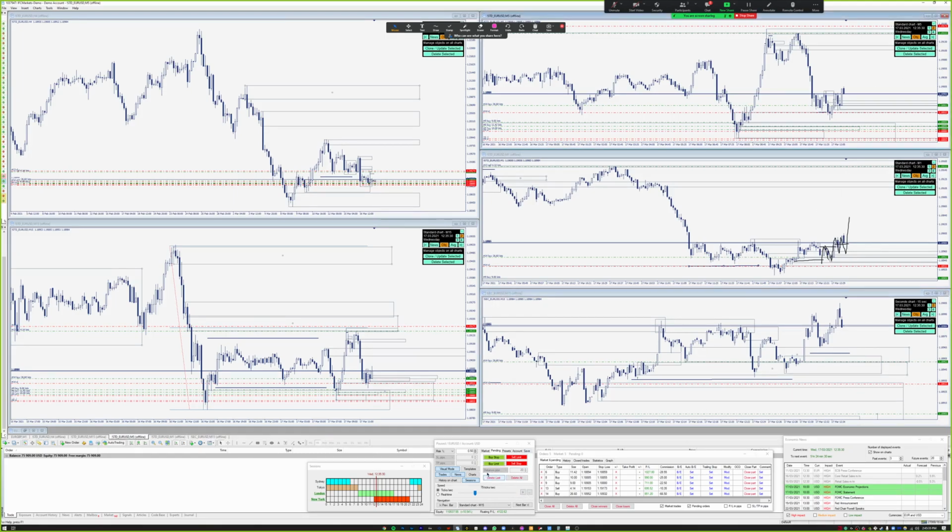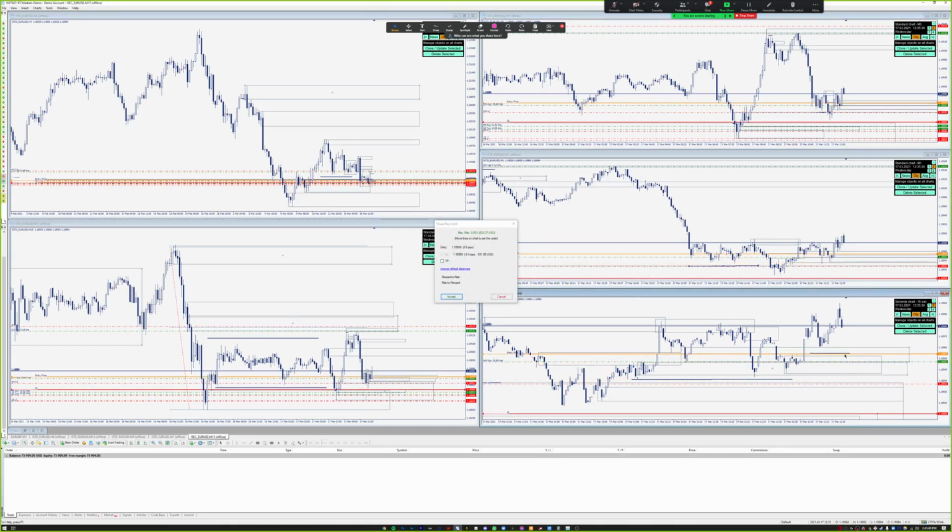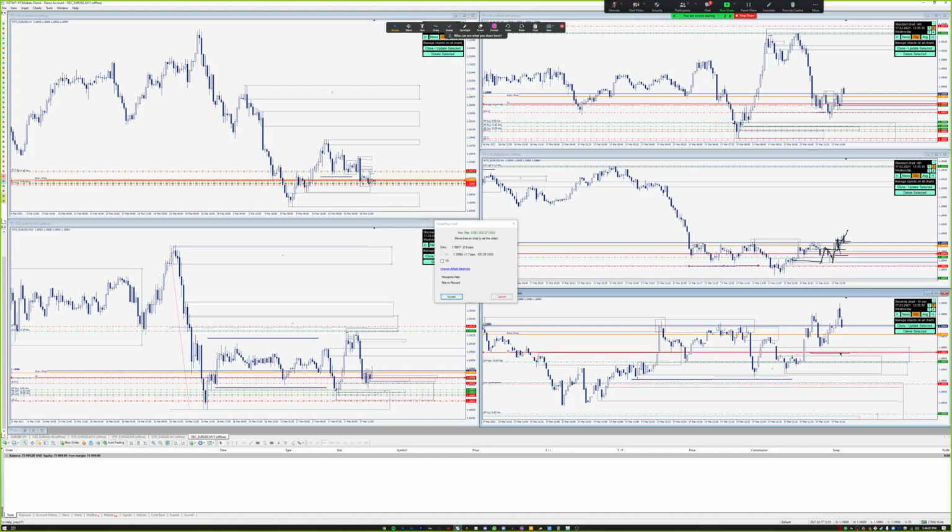Is there something you want to enter, Aaron? I'd probably be tempted to enter that here, if we're being aggressive with the continuations. Because it reacted from that supply, broke it, came down, mitigated it, and pushed through again. To me, this would be a valid place to look for a buy. So are you talking about here, or you want to mark it? Ah, okay, gotcha. So I'll set an order there for you. We'll give it 2 pips. Let's see what happens.